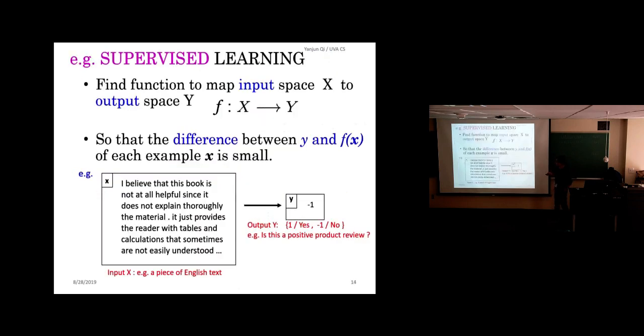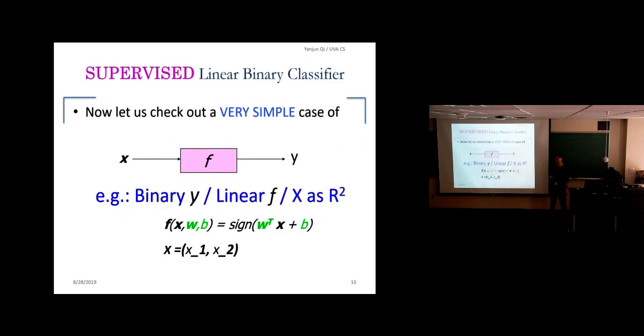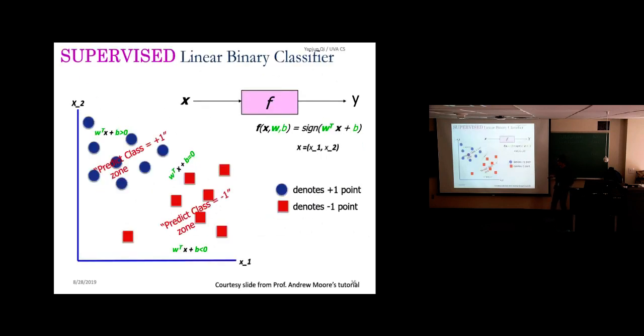So how do you search for it? In the end, the whole thing can be summarized as: I want to find a program so that the difference between the y and the predicted f(x) of each example is super, super small. So what do I mean by this?